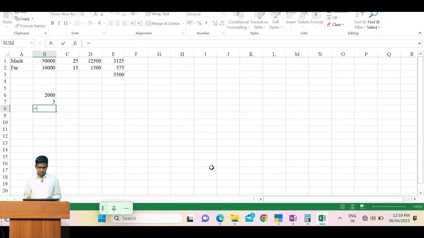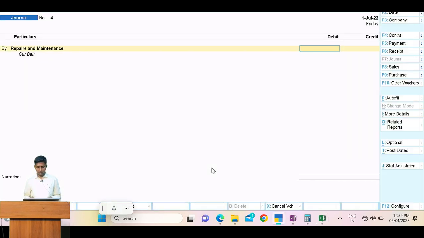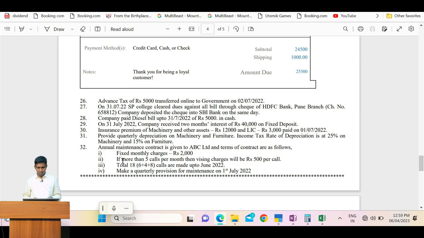into 3, 6000, and then more than 5 calls in a month, then 500 per call. Now this is April calls, May calls, and then June calls, more than 5. This is more than 5, that means 1 call is more. Here you must pay extra charges. Here no need to pay any extra.